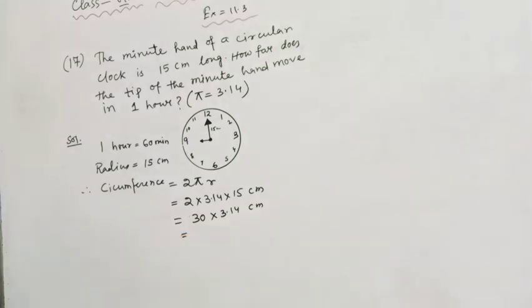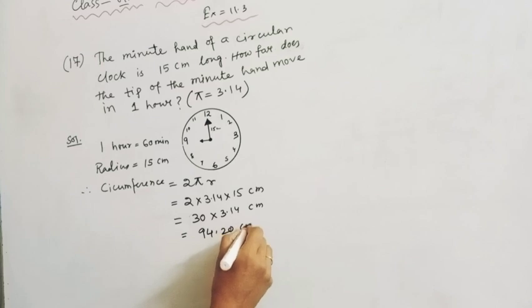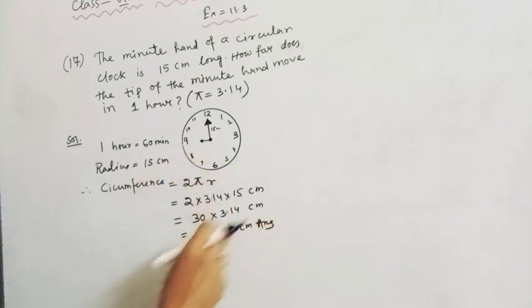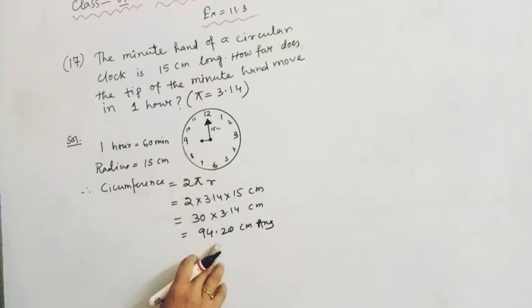When you multiply, on the right hand side you get 94.20, after 2 places of decimal. So in 1 hour, or in one complete rotation, it will cover 94.20 centimeter distance. So this is the answer of this sum. I hope this will be easy for you students, but you need to practice. Thank you students.